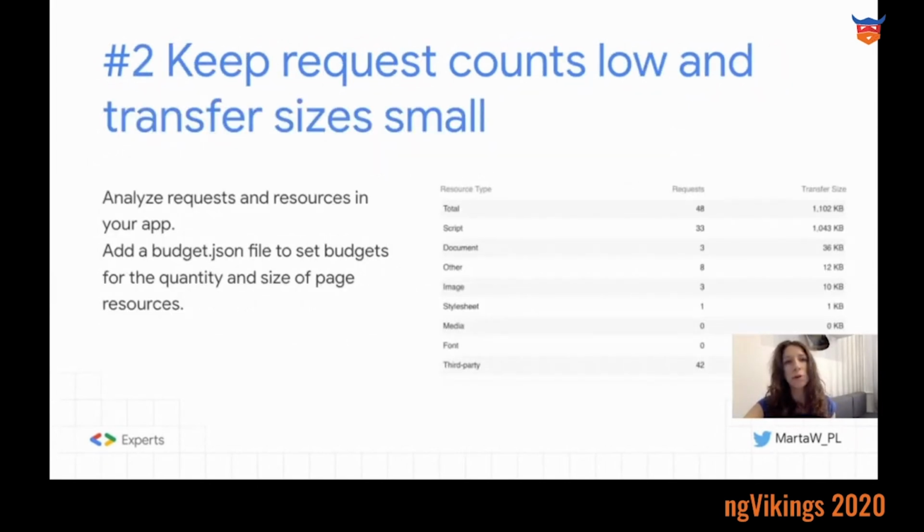Another really important thing is the number of requests in your web app and also the transfer sizes. So we should keep these requests really low and take care about only small transfer sizes. Another option to improve it is to use the budget.json file that is offered in Lighthouse. In this file, you can specify a budget for performance metrics and sizes for your web apps.